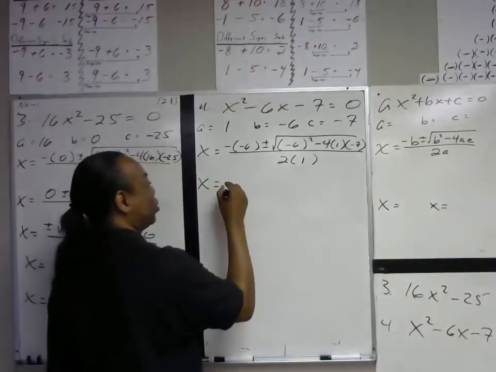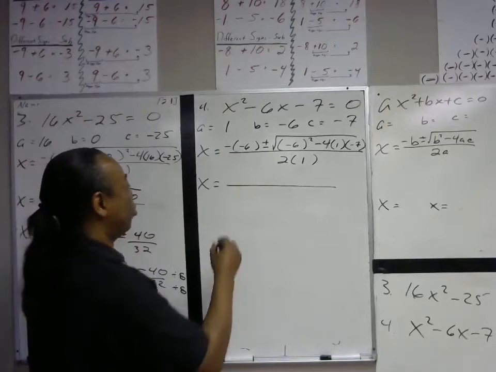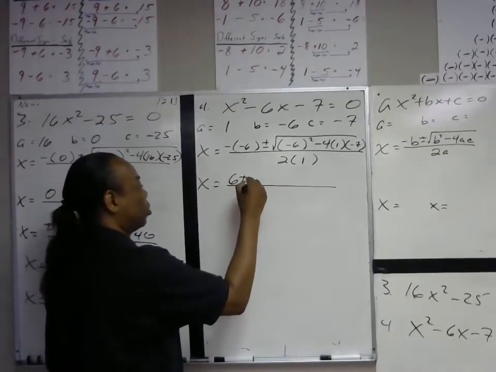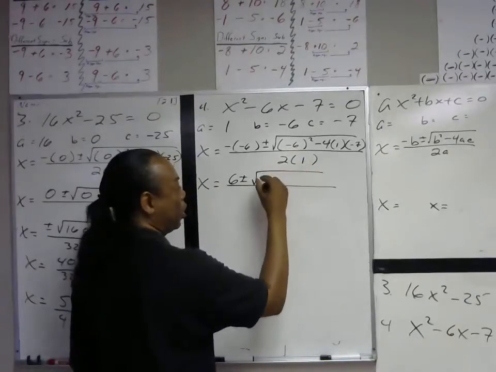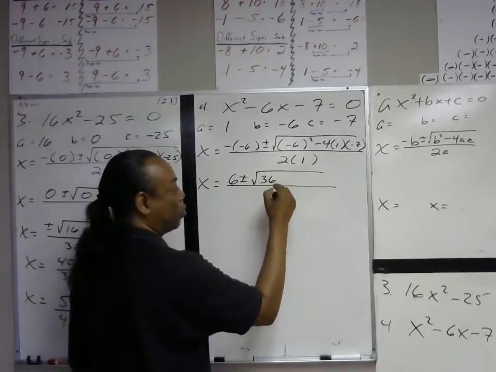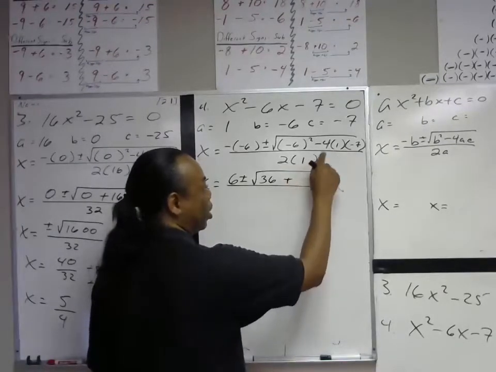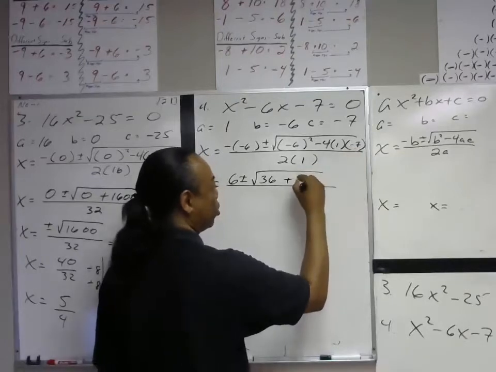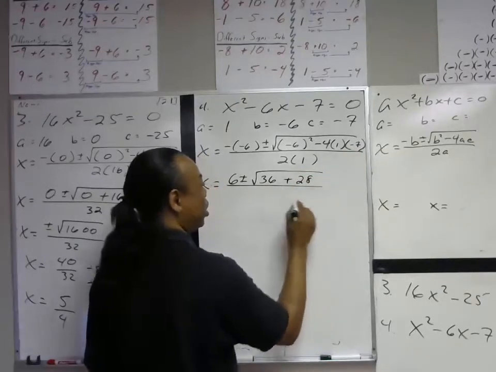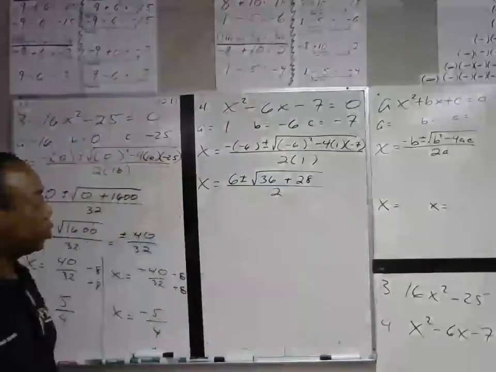All right, let's simplify this. Double negatives here will give us positive 6. Negative 6 squared is negative 6 times negative 6, which is positive 36. Negative times negative is positive. And 4 times 1 is 4. 4 times 7 is 28. And 2 times 1 is 2. So that's all our multiplications.